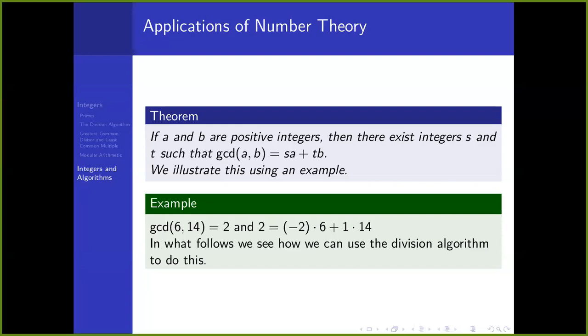So this theorem that follows says if A and B are positive integers, then there exist two integers, S and T, such that the greatest common divisor of A and B will be equal to SA plus TB. So this simply says if you know the greatest common divisor of A and B, it's always possible to find two other integers such that you can write the greatest common divisor of the two numbers as SA plus TB.